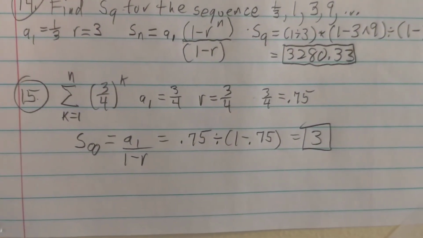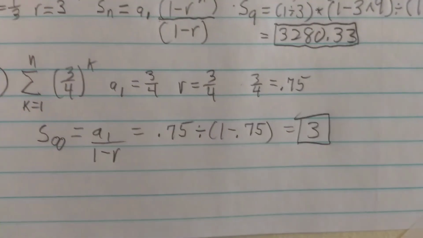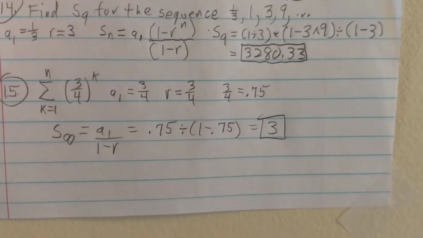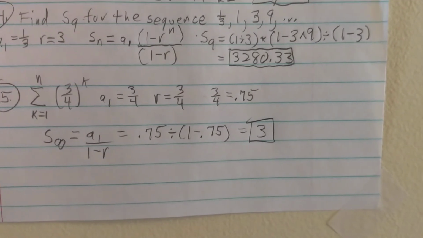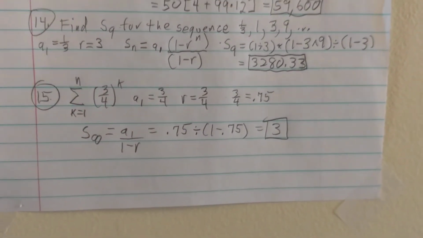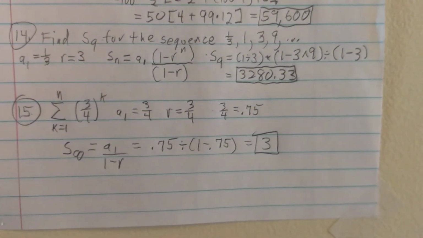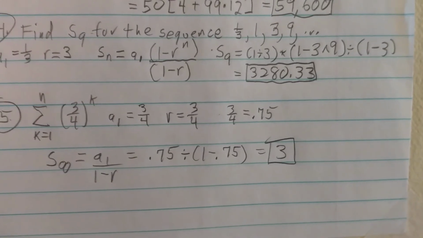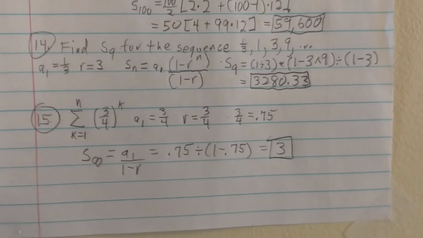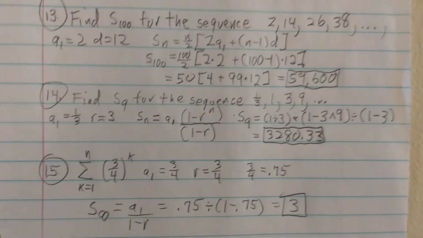Now on 15, we look at the sigma notation for k equals 1 to infinity of 3/4 to the k power. So 3/4 to the 1 is a1, or 3/4, and the r is 3/4 because that's what's in parentheses. For the calculator's purposes, we can use 0.75, it's easier to enter. For the infinite sequence, it's a1 over 1 minus r, or 0.75 over 1 minus 0.75, which would be 3/4 over 1/4, or just 3.